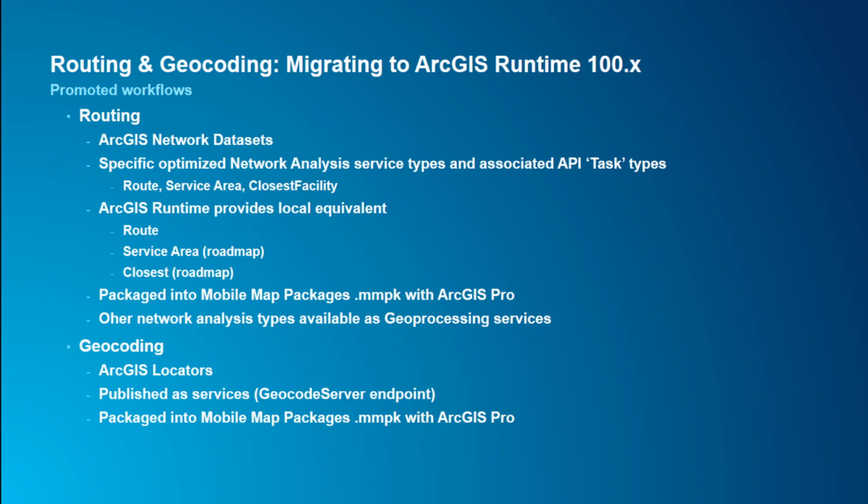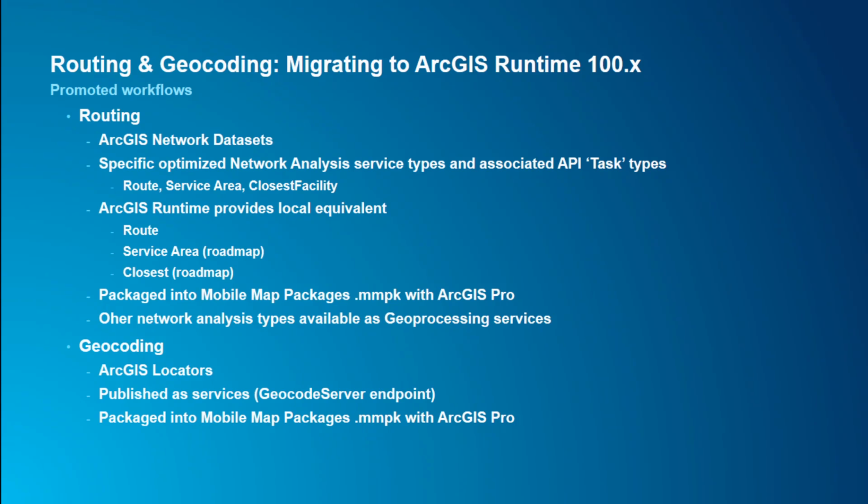So moving through to ArcGIS Runtime 100 then, really many of the same concepts apply, working with ArcGIS network datasets, working with those specific optimized analysis services, network analysis services in ArcGIS Server, mirrored by specific API task types, routes, service area, and closest facility. The ArcGIS Runtime 100 provides a local equivalent of those as well. So now in 100, we're going to be adding on the roadmap a local service area task and a local closest facility task. Those network datasets are packaged into the mobile map package and accessed via the API from the mobile map package.